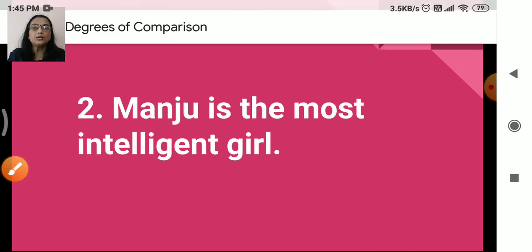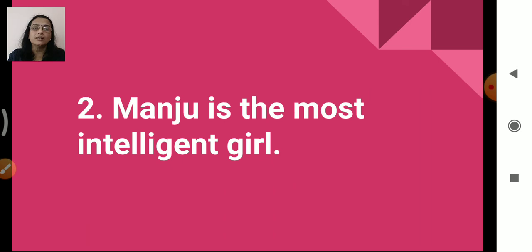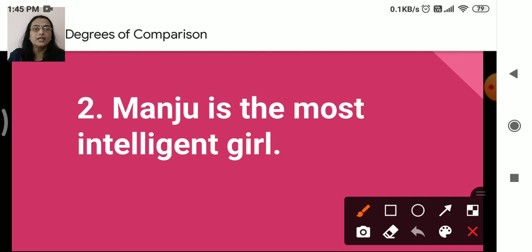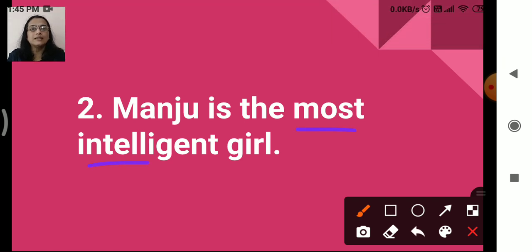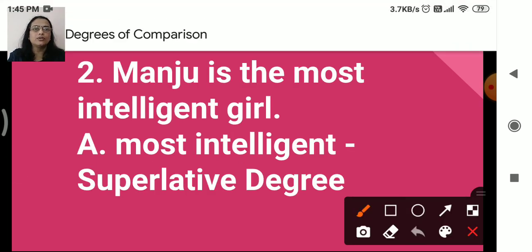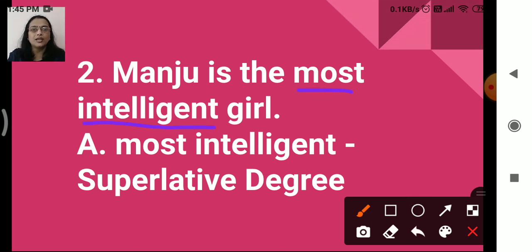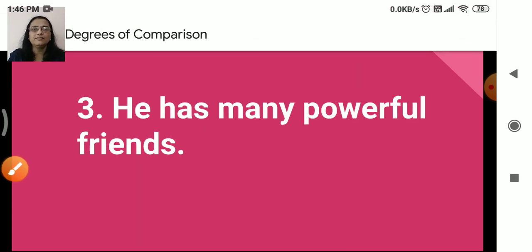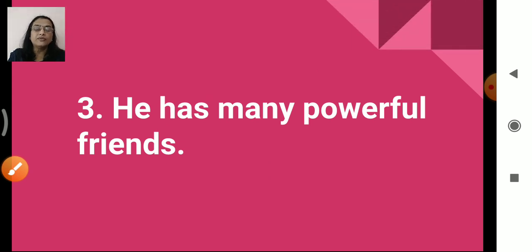Next, Manju is the most intelligent girl. Okay. So what is here? Which adjective? Most intelligent. Right? So which type? Most will come under what? Superlative degree, right? So the answer will be most intelligent. What you will do? First you are going to underline the adjective, rewrite it again. Small m is there, and then which degree? Superlative degree.